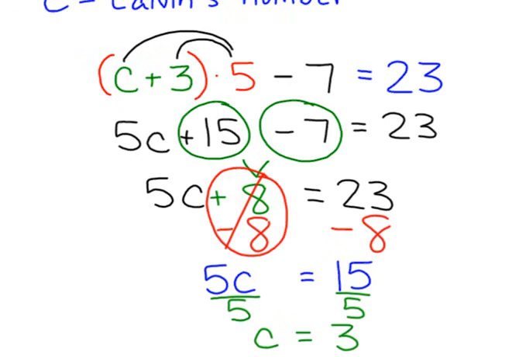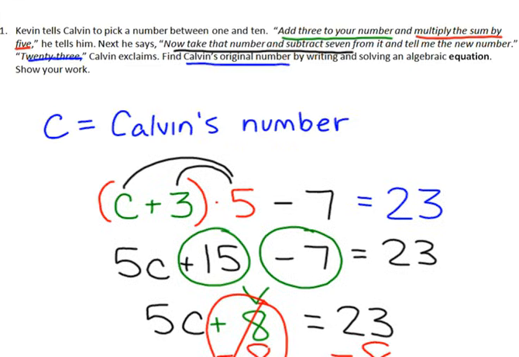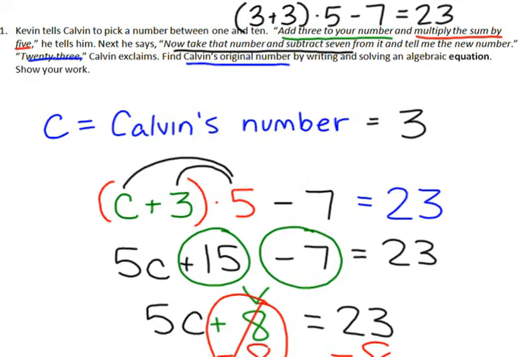And then it would probably be a good idea to just take this value and plug it back into our starting equation. So if we do 3 plus 3, that's going to be 6. If we take that and multiply by 5, 6 times 5 is 30, and 30 minus 7, that would in fact equal 23. And so that just confirms that Calvin's original number was equal to 3.